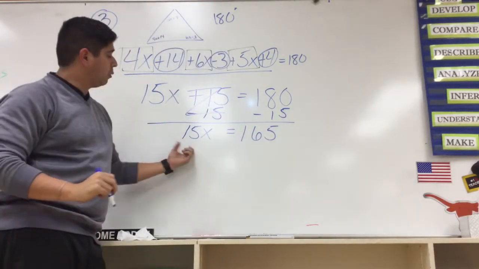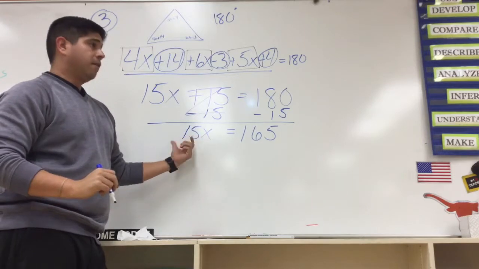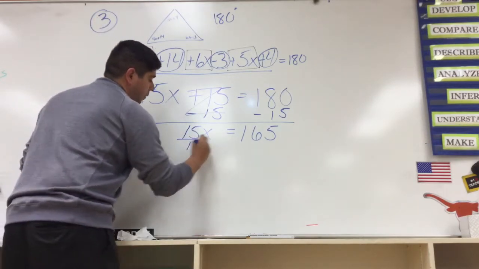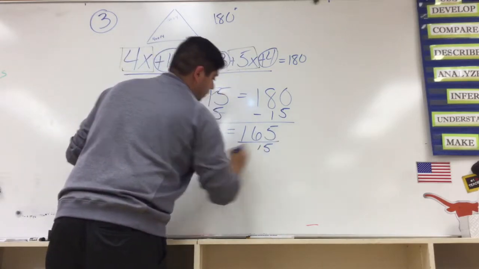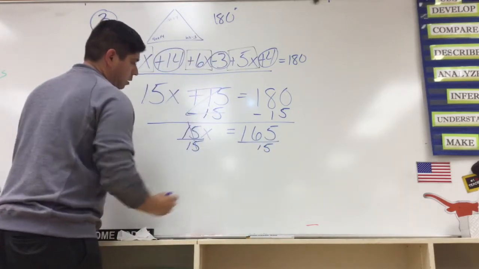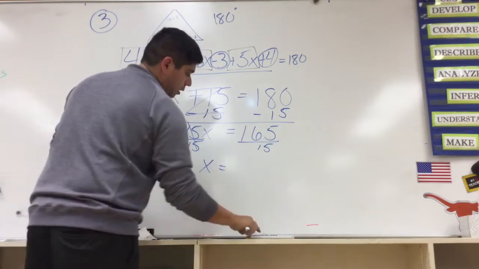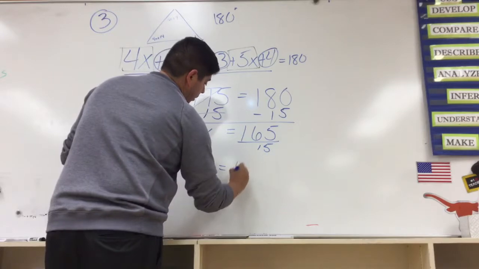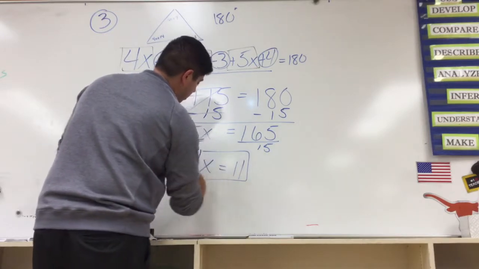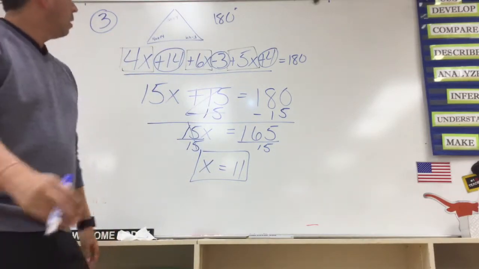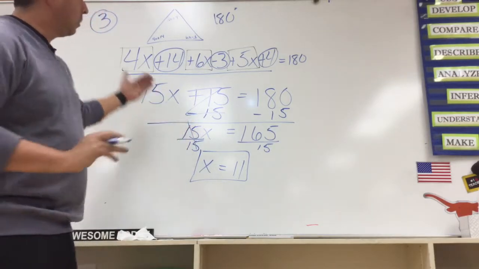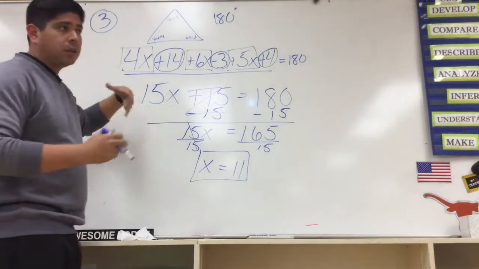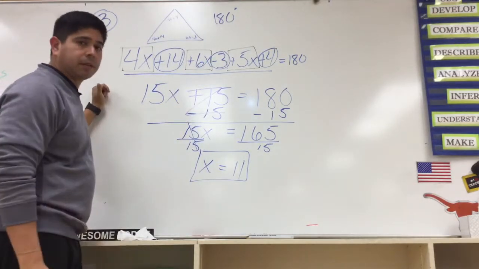From here, our last step, we just divide the variable that's with the coefficient. So divide by 15, divide by 15. That creates 1. All right, x equals 165 divided by 15. 11. There we go. All right, solve for x. I know it's lengthy, but once you get past this step to make it a lot smaller, then we're in business.